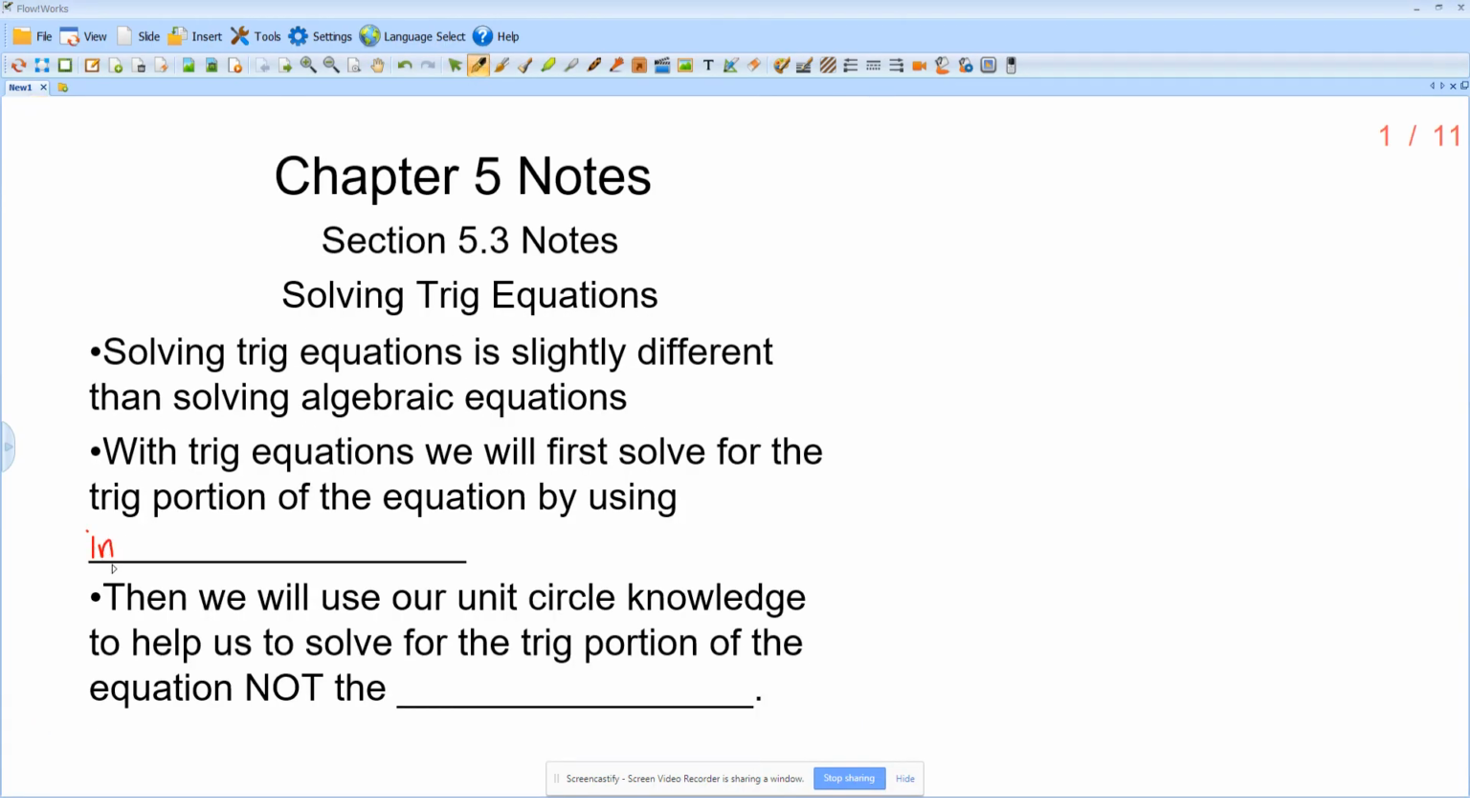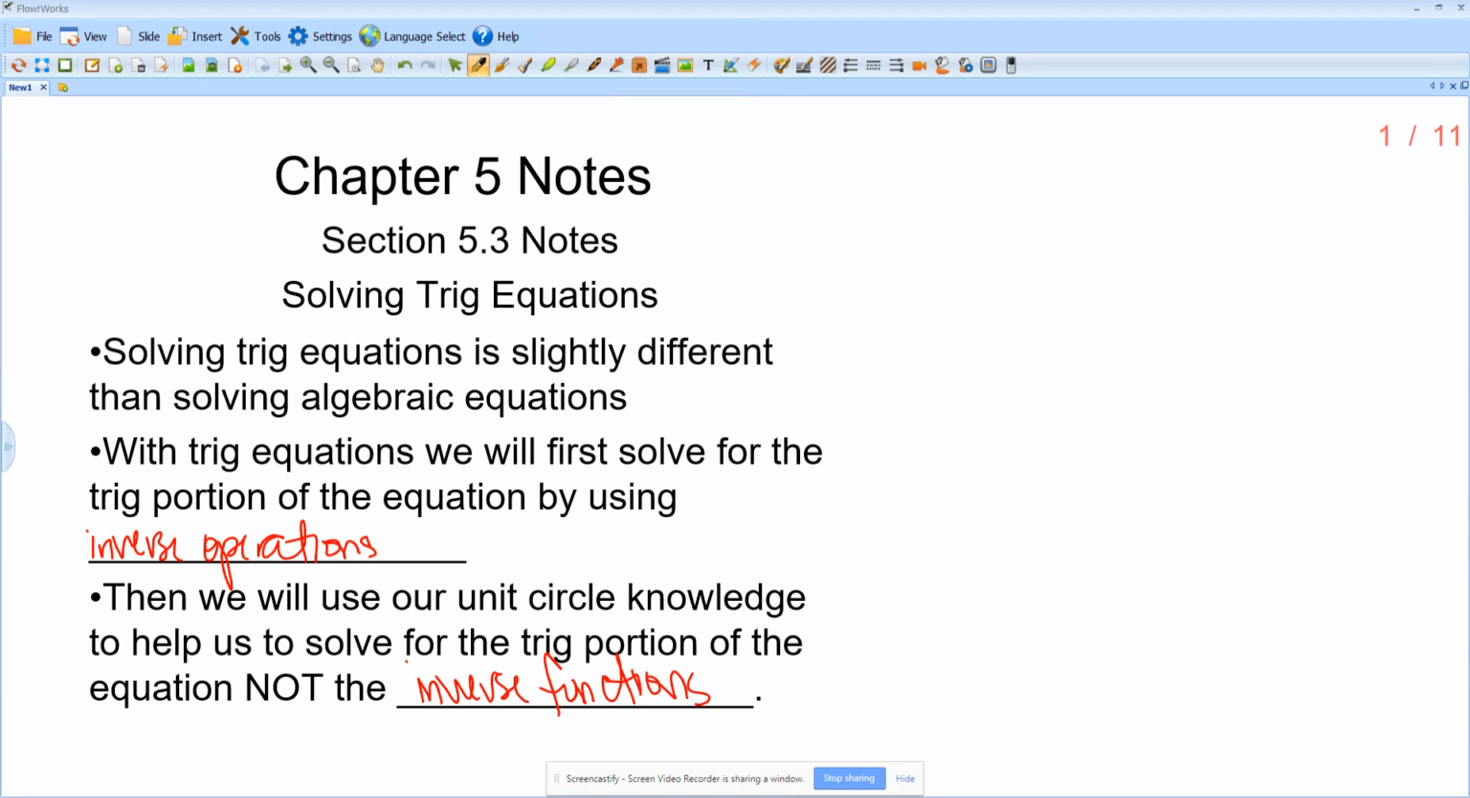So let's try that again with inverse operations. We're talking about addition, subtraction, multiplication, division, squaring, and square rooting. Then we use our knowledge of the unit circle. So we have to be referring back to 4.2, all that unit circle stuff, to help us solve for the trig portion of the equation, not the inverse functions. So we use inverse operations, but we do not use inverse functions.